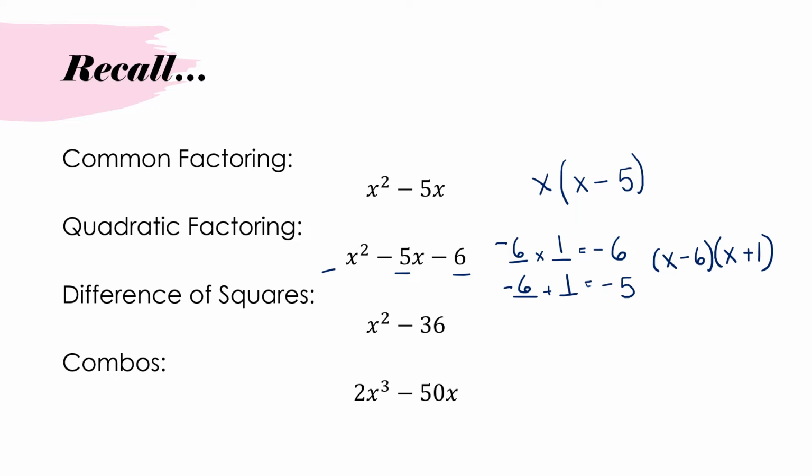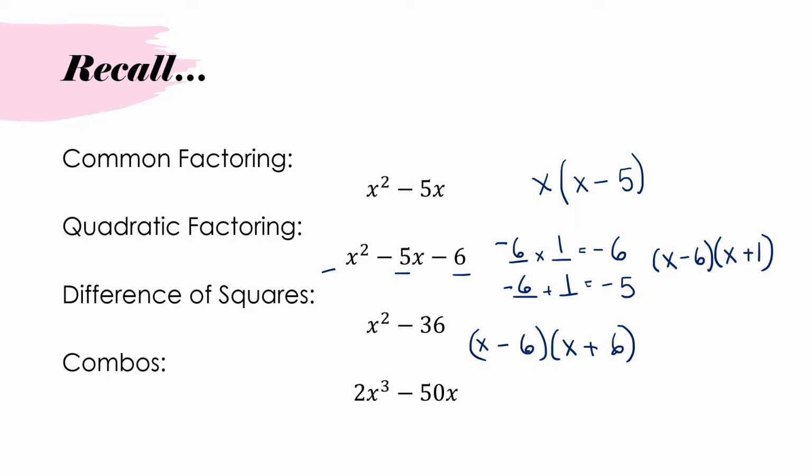Somewhere along the same vein, we have difference of squares, and we recall if we have a square and it subtracts another square, we're allowed to factor that by taking the root of the first term, x, minus the root of the second term, 36, root is 6, and we write it again, root of the first term plus the root of the second term.